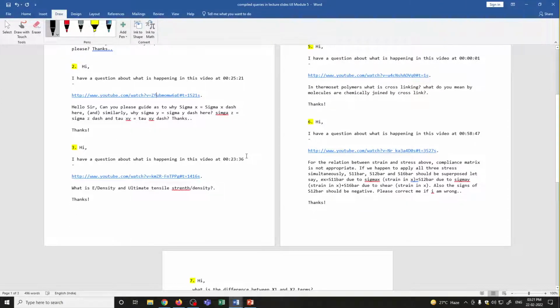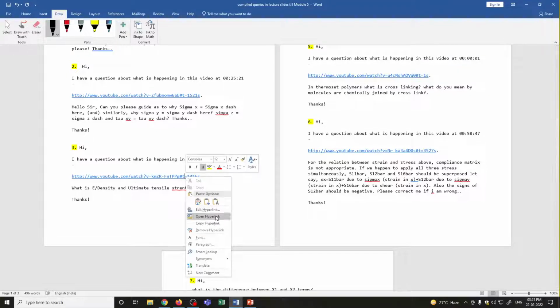The next is, someone has asked, what is E by density and ultimate tensile strength by density?